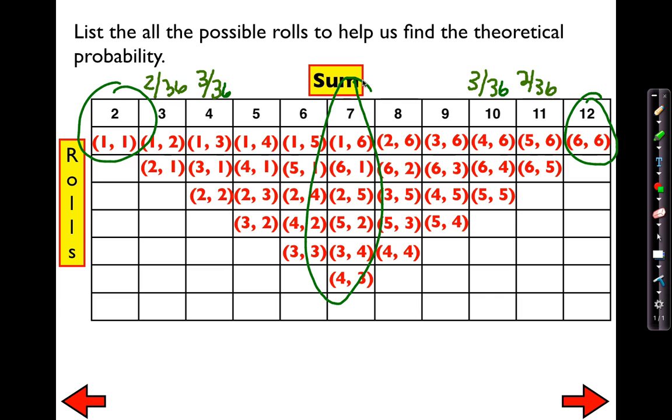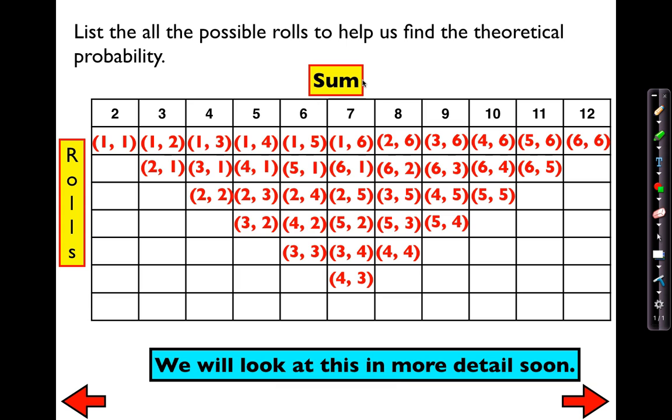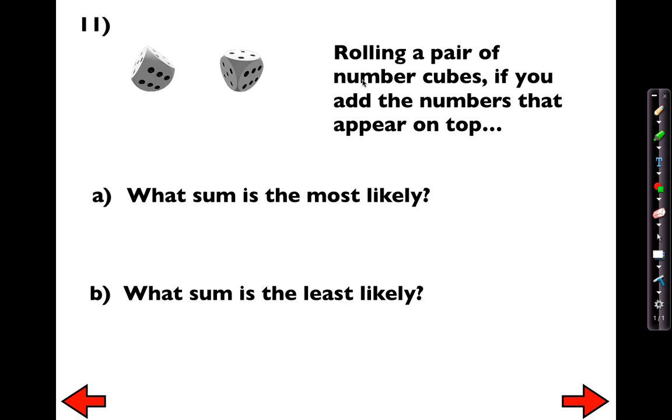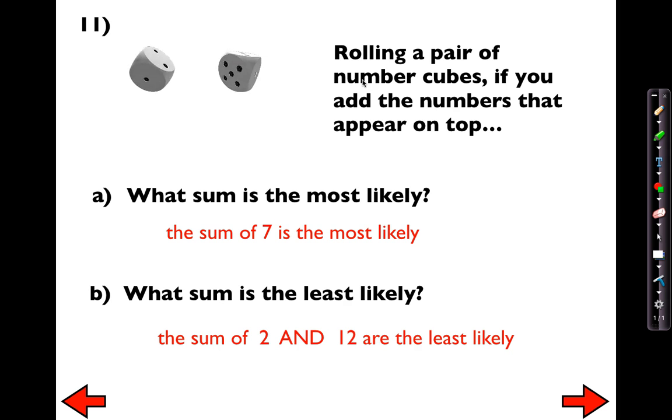And that's exactly what we saw in the experimental probability. We will look at this in more detail soon. So to answer the question, the sum of 7 is the most likely. It was about 16.6% in the demo, and you saw in the chart it had the most combinations that made 7. The least likely were 2 and 12. In the actual experimental probability, that was close to 3%, so it was pretty low, the lowest of all of them.